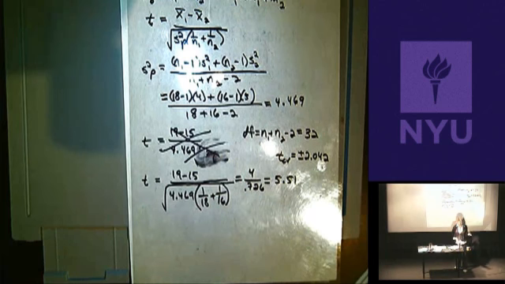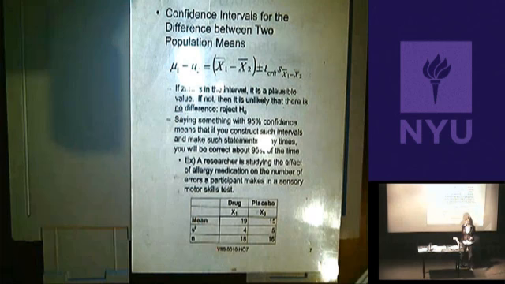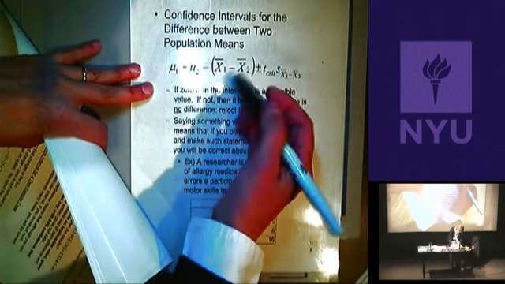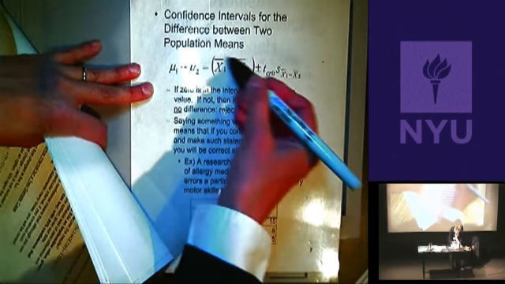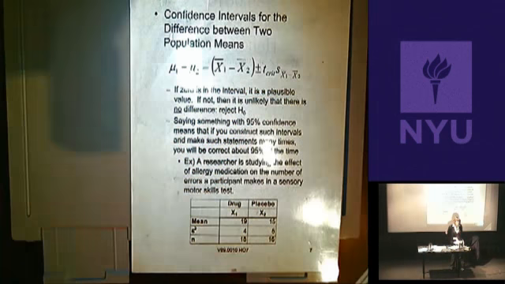Like all confidence intervals, you start out with a point estimate, plus or minus a certain amount. How much is that certain amount? Like a standard error type thing times a critical value. So that's what we have here. The difference between the two means is my point estimate, plus or minus a t critical value times the standard error of the difference between the means. That's it.